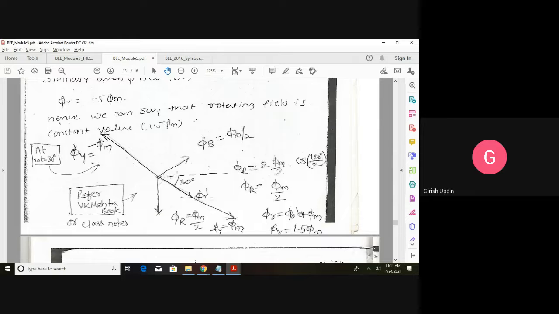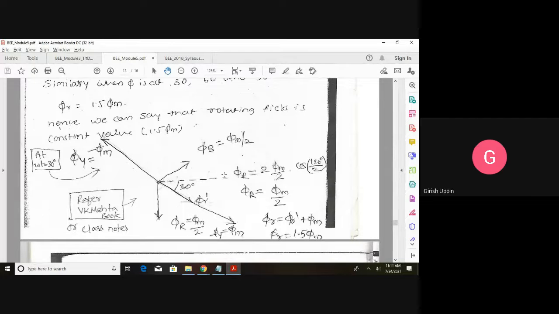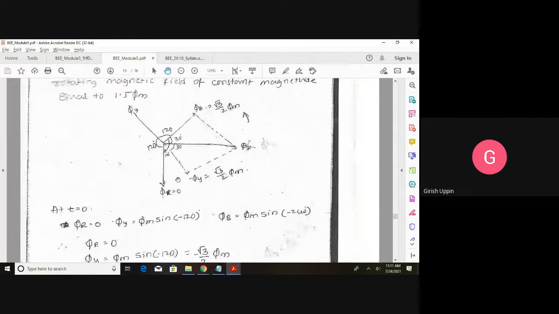Phi r is equal to phi r dash plus phi m. Phi r dash is nothing but phi m by 2. Phi m by 2 plus phi m is 1.5 phi m. Now, if you see, this is the resultant flux, 1.5 phi m. Now, this is the reference. When omega t was 0, the resultant flux was 1.5 phi m, at a 0 angle with reference.